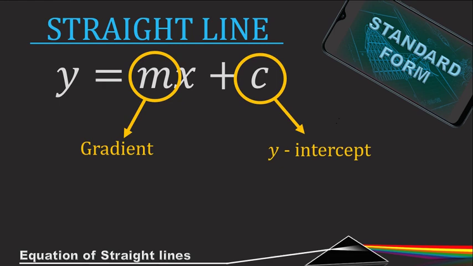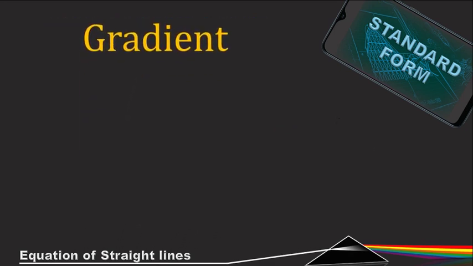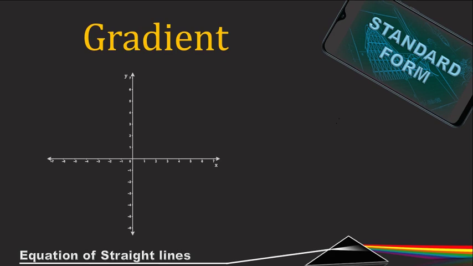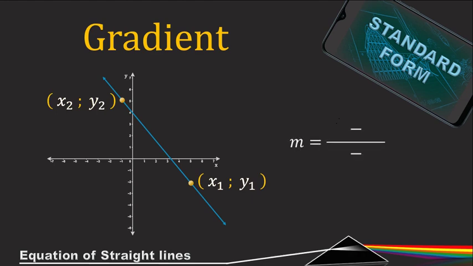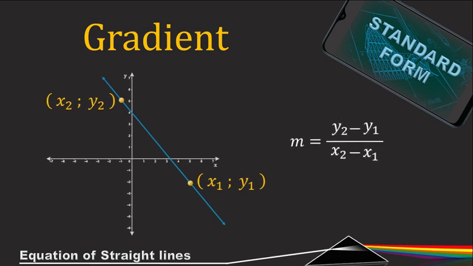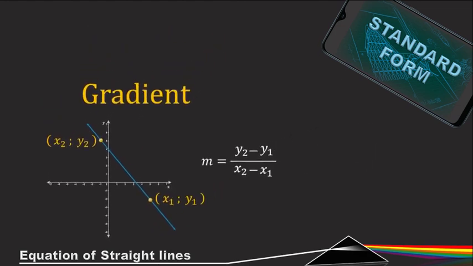So first of all, the gradient. The gradient we already know quite well, and we also know that if I'm given a function on a Cartesian plane and it has 2 points, more specifically 2 coordinate points, what I do is I take those 2 points and I substitute it into my formula for the gradient. So the formula for the gradient is the change of y over the change of x. And that's basically it. That's how we find the gradient when we're given 2 points.